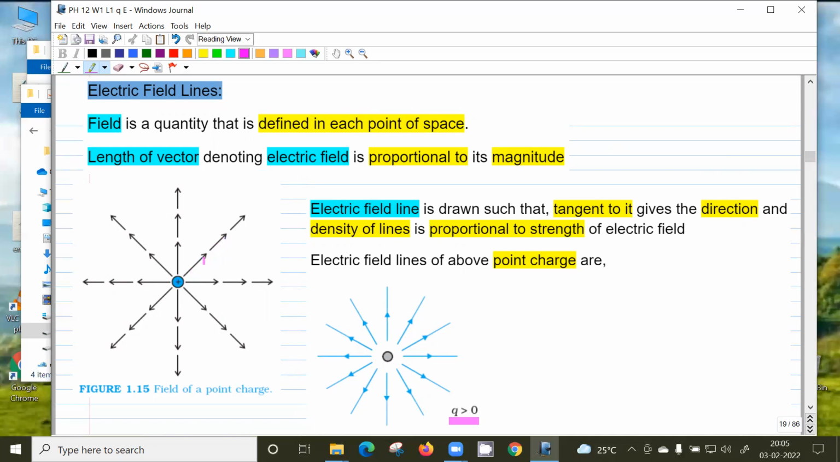That is by Coulomb's law. This electric field is the force on a unit positive charge kept here. The source charge is positive, and this one is also positive, so the force is along the line joining the two charges, radially outward. So the direction of the electric field is radially outward.